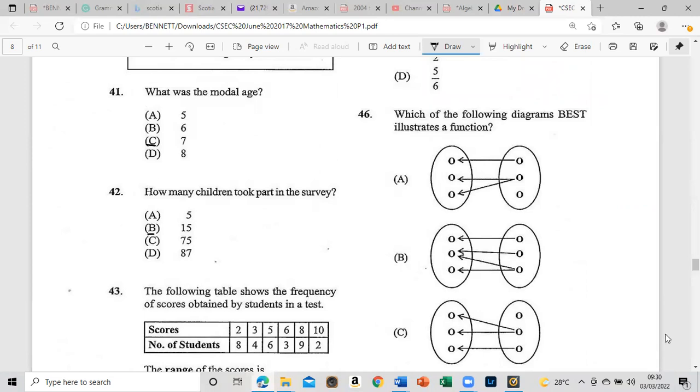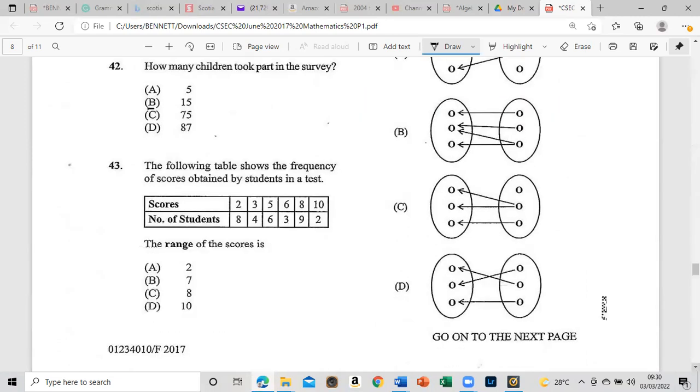And 43 says the following table shows the frequency of scores obtained by students in a test. The range of the scores, please. Alright, so range is the highest value subtract the lowest. So it's 10 minus 2, which is equal to 8. So the range is 8.